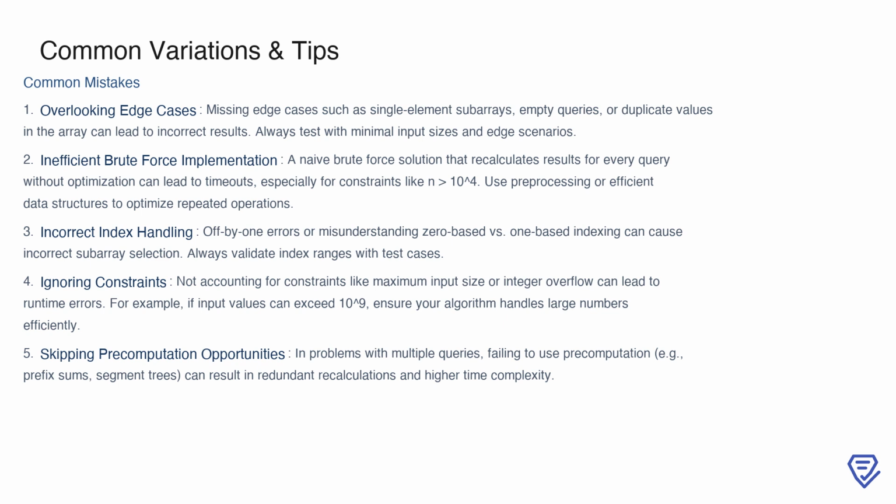Next, relying on an inefficient brute force implementation can cause timeouts, especially when dealing with large constraints like n greater than 10,000. Instead, look for ways to optimize repetitive operations using preprocessing or efficient data structures. Another common issue is incorrect index handling. This typically happens when there's confusion between zero-based and one-based indexing, resulting in incorrect subarray selection. To avoid this, always validate your index ranges with test cases.